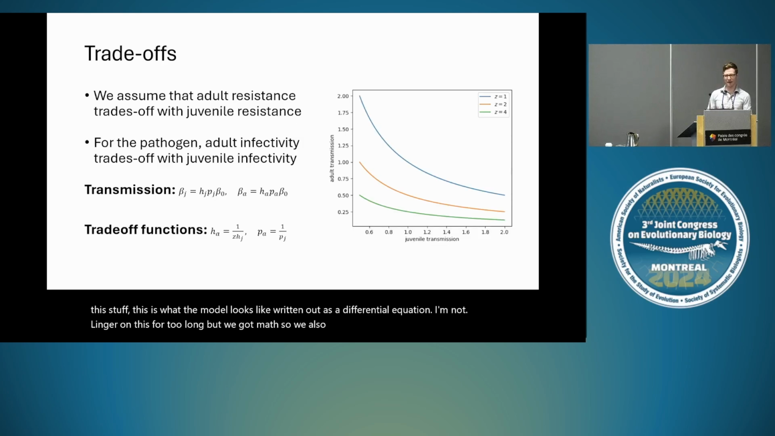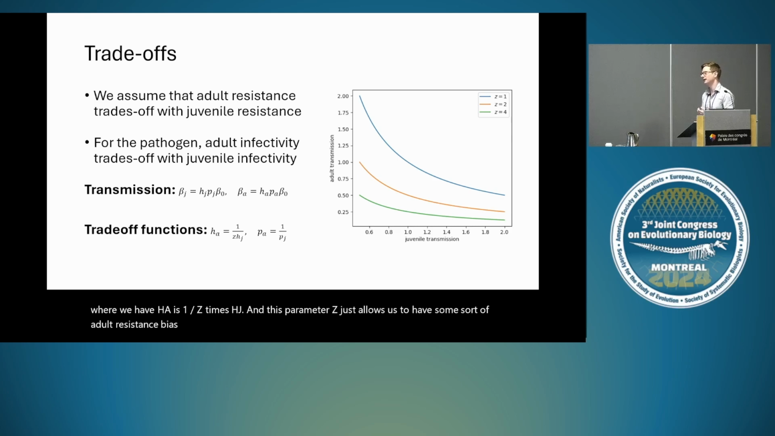So we break down our beta J and beta A terms further. It's a little small, but you can see beta J is given by HJ, which is the host's contribution to infectivity or resistance, and PJ, which is the pathogen's infectivity, and beta 0, which is the baseline level of infectivity. Here, our hosts want to minimize the H's and the pathogens want to maximize the P's. Then we assume that there is a trade-off for the host between adult resistance and juvenile resistance. That's given at the bottom, where HA is 1 over Z times HJ. And this parameter Z just allows us to have some sort of adult resistance bias.